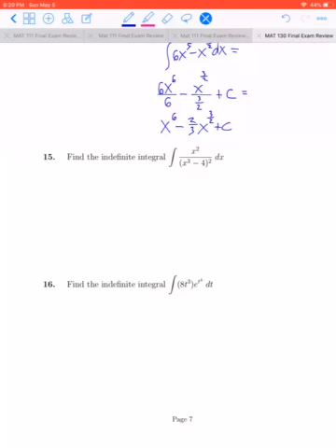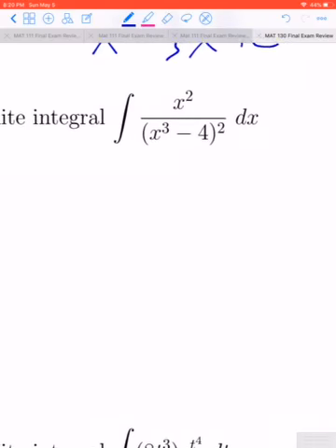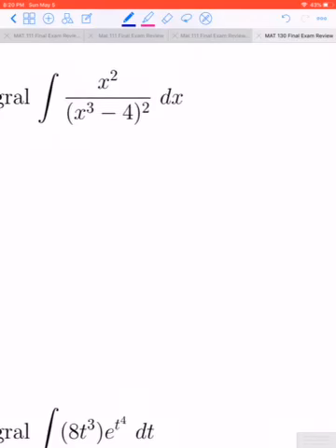In question 15, we want to find the indefinite integral of x squared over (x cubed minus 4) quantity squared dx. When we look at this expression, it's certainly not a basic antiderivative. So what we want to do is try to do a u substitution here to help us out.